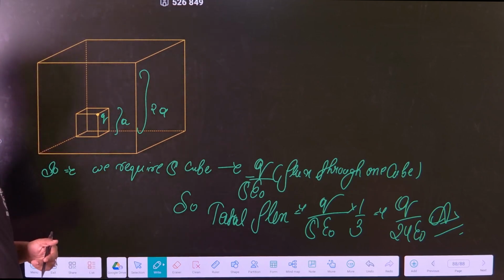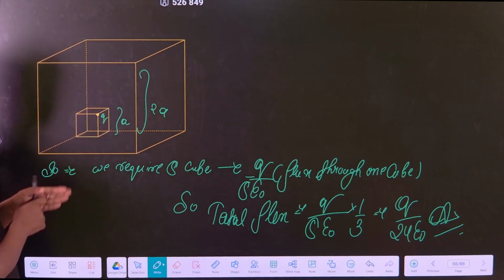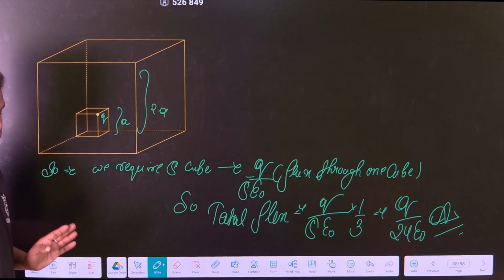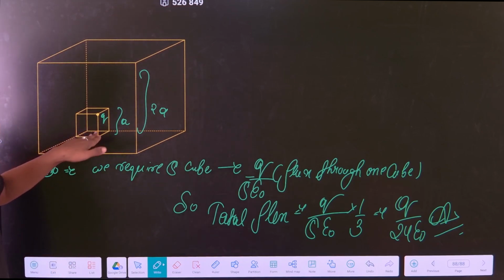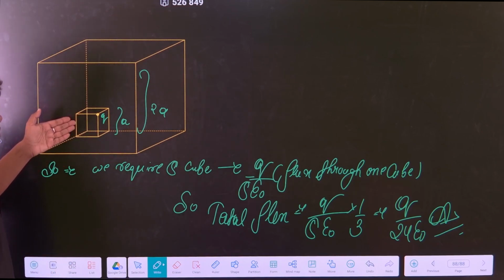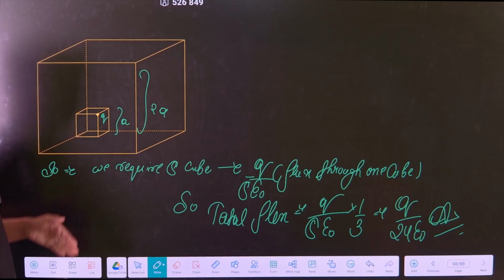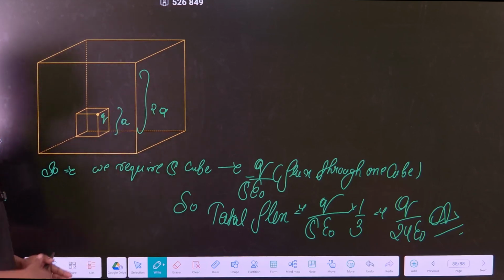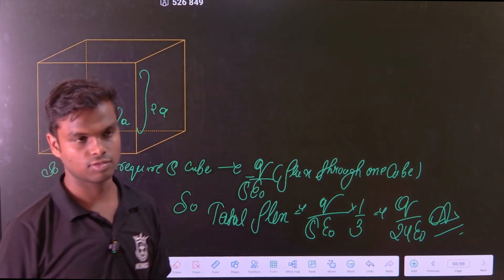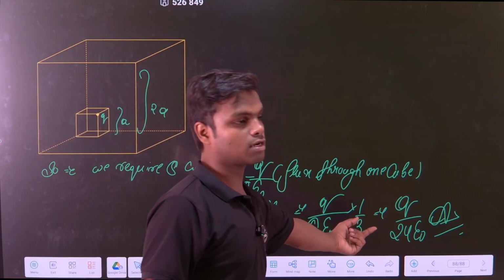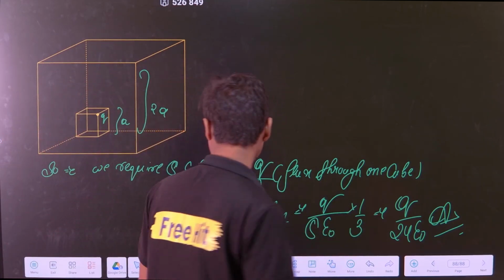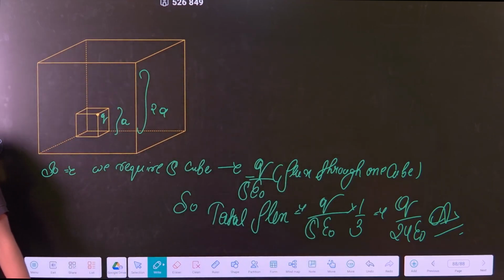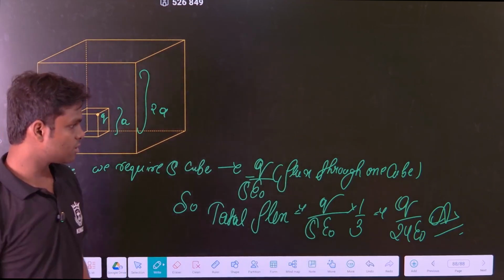What I am trying to say is that for the top surface, this surface and this surface, the flux is 0 because the dA vector is perpendicular to the electric field. But if you see the bottom surface, this surface and this surface, the flux is not 0. So these are the three surfaces which are contributing here. I hope now it is clear. Okay, let's take one more problem.